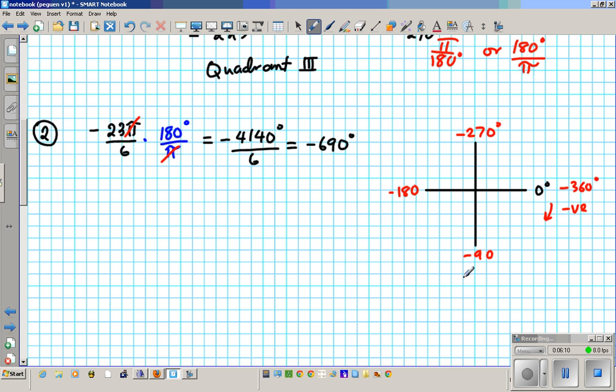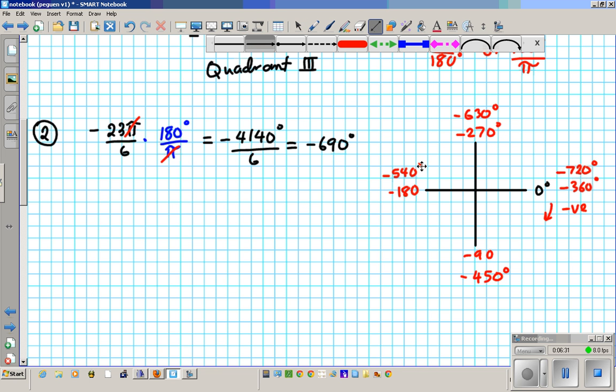So keep on going, and negative 450. Too small, keep on going, negative 540. Too small, keep on going, negative 630. Too small, keep on going, negative 720. So we went too far, so we get it back up. It has to be somewhere here. So our terminal side is going to be right here.